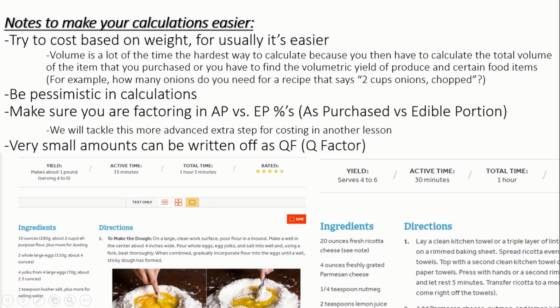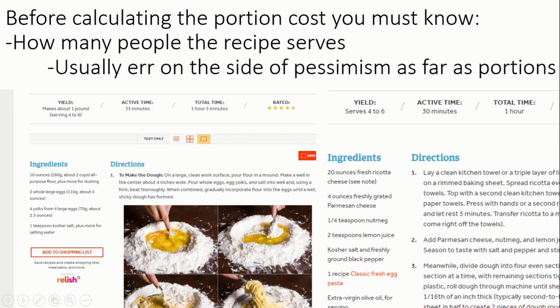Okay, and finally, we will also go a little bit more into Q factor. Very small amounts, such as here you can see the 1/4 of a teaspoon, can be written off as your Q factor rather than you having to take the time to calculate the small amounts there. Before you get started, just make sure you understand how many servings your recipe feeds. Here in this case, like I said, we're just going to be working with 4 servings.